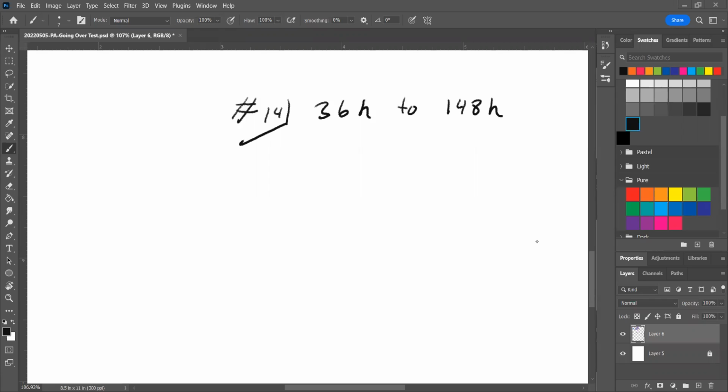Okay, somebody else go. You put 148 minus 36. Yeah, so it's always the final minus the initial. So 148 minus 36 would in fact be the first step.